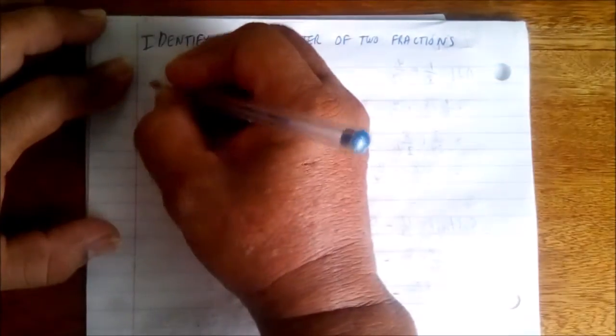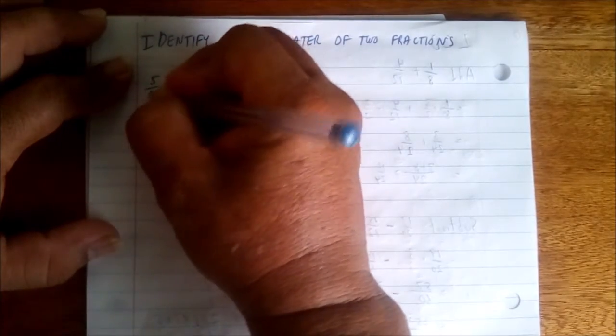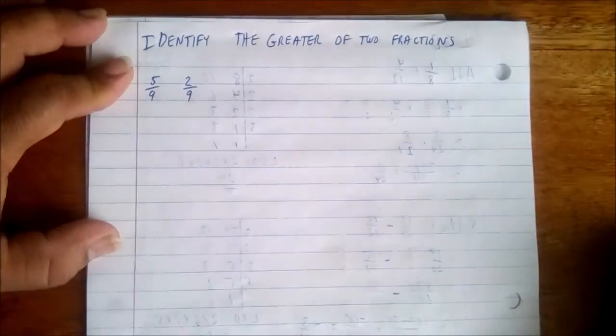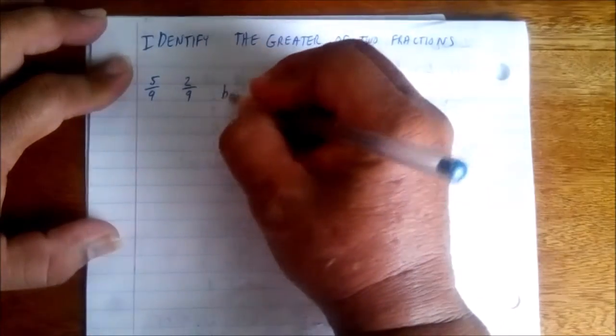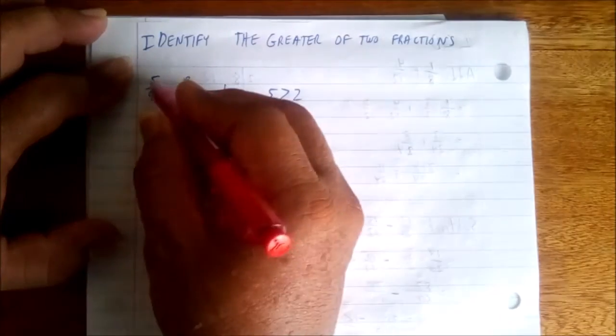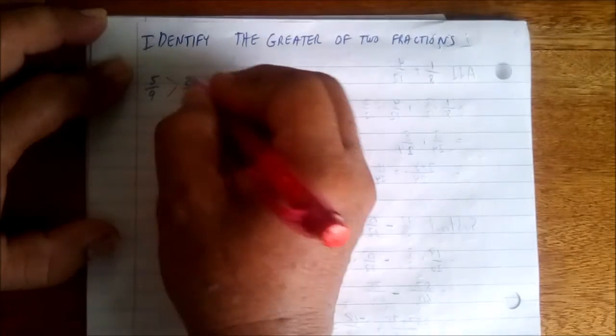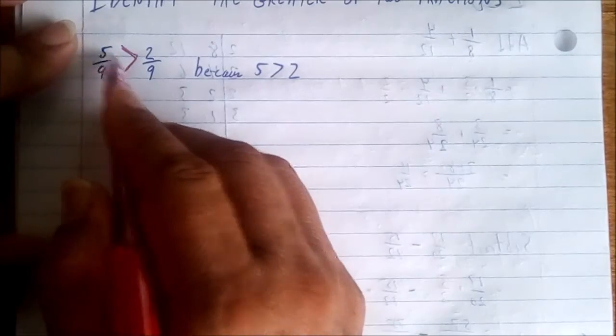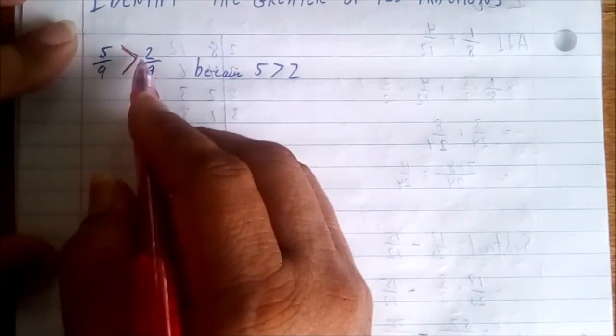Consider that we have 5 ninths and 2 ninths. Which one is larger? Well, because 5 is larger than 2, then we can say that 5 ninths is larger than 2 ninths. That's what that means simply, in other words. Okay, since they have the same denominator, you look at their numerators. So which one is larger?